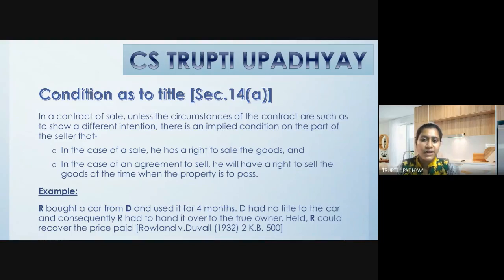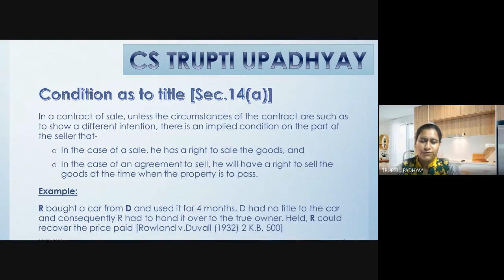In the case of Rowland versus Divall, R bought a car from D and used it for 4 months. D had no title to the car, and consequently, R had to hand over the car to the true owner. Held that R could recover the price paid from D, provided D is traceable.